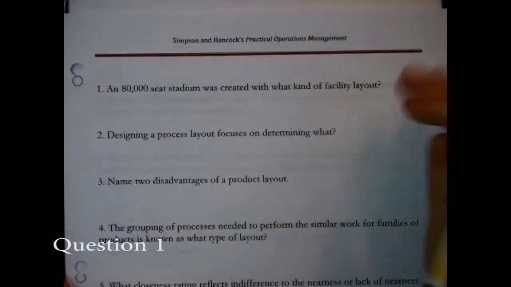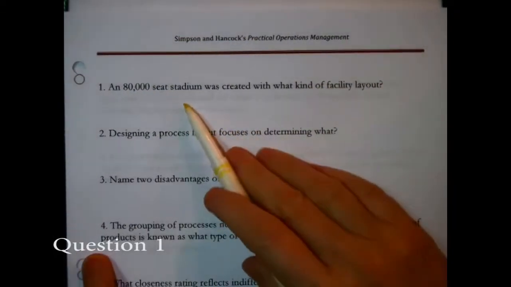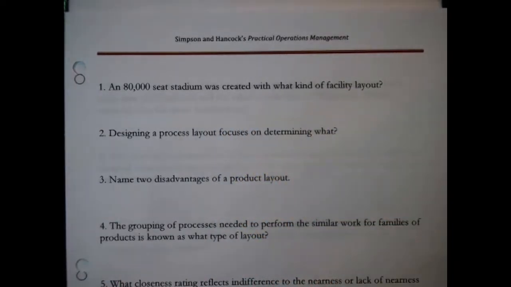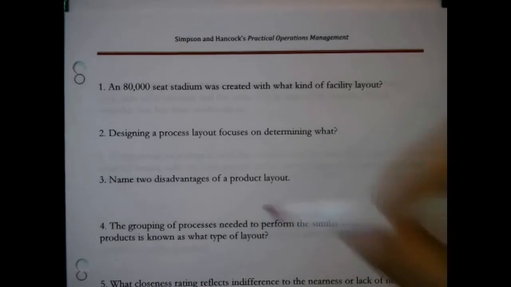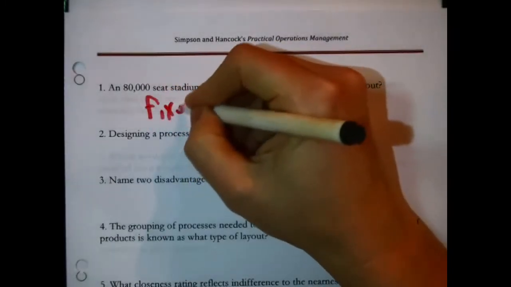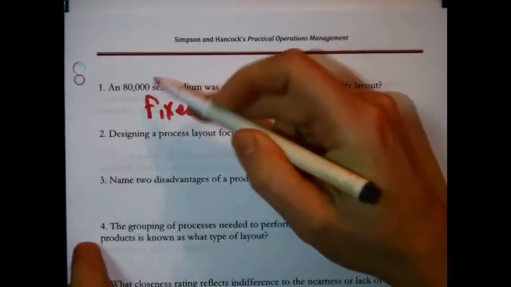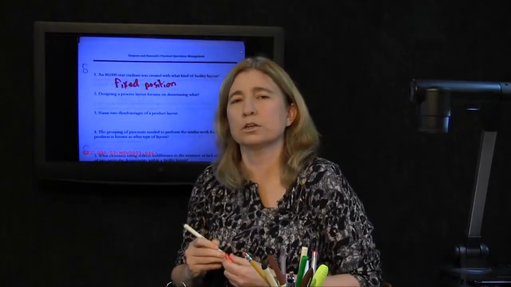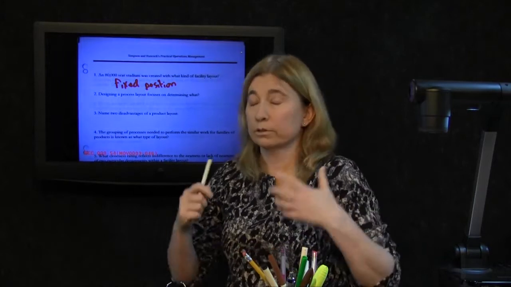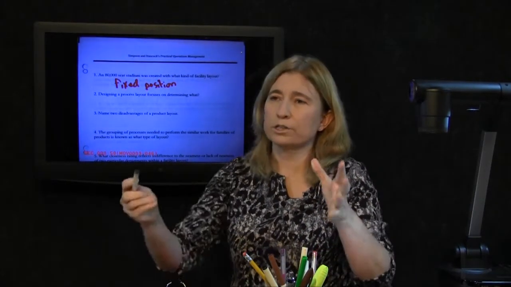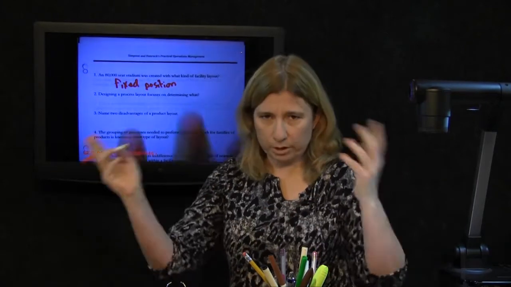An 80,000 seat stadium was created in what kind of facility layout? That would be fixed position. How do I know? The sheer size of the particular product being delivered, or the construction of something like a building or a stadium, has got to be done in one place, so that makes a fixed position.